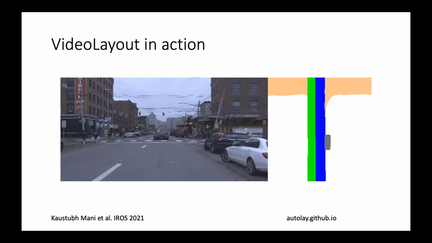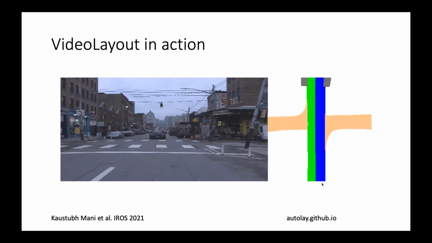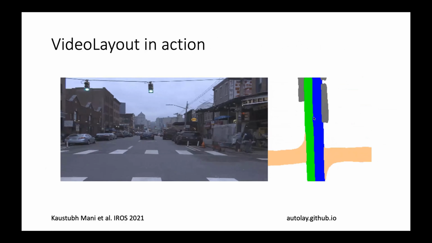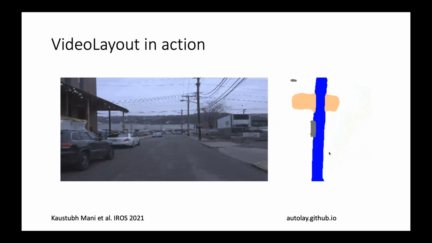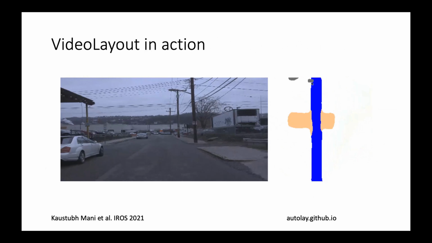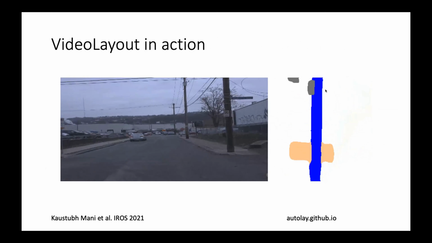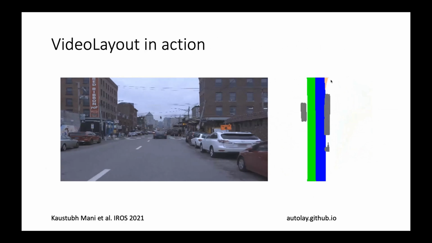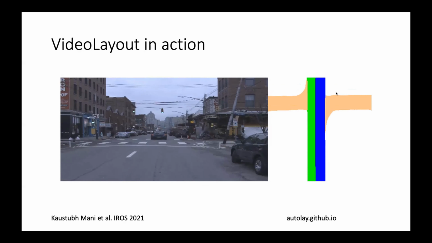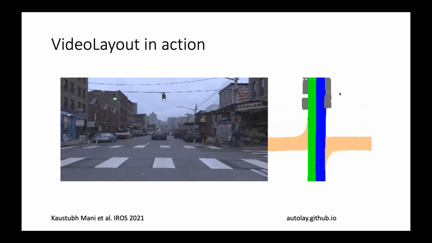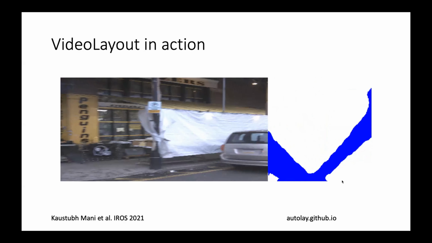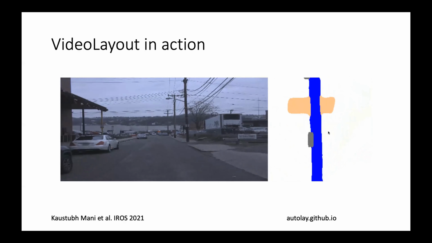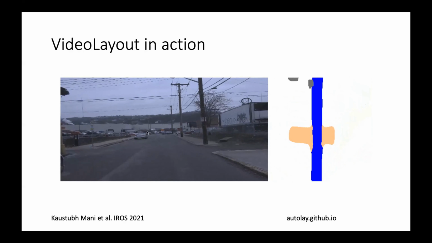So here's another example that I particularly like. The blue line that you see here is kind of the ego lane. And you'll see that when the car turns to the right, it begins to sense that this is the new ego lane. So first, it gets this intersection really correctly, even before we navigate to that intersection.